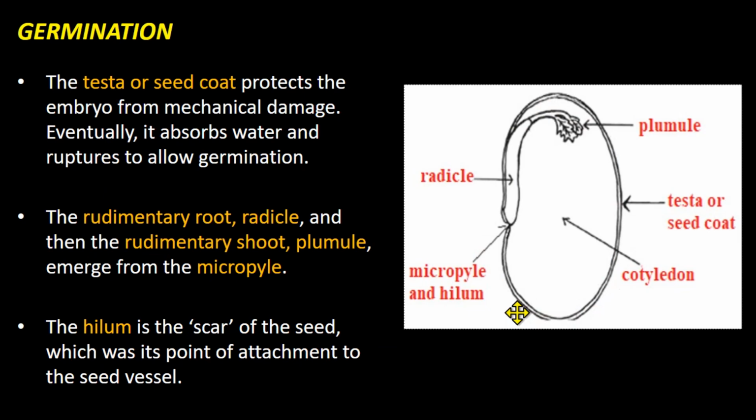Eventually, the seed coat is going to absorb water and is going to rupture or burst to allow germination to take place. Within the tester, the seed coat, you have a rudimentary root or radicle and a rudimentary shoot or plumule that will emerge from a small thin section here called the micropyle. Adjacent to the micropyle is the hilum. The hilum is the scar of the seed, which was the point of attachment to the seed vessel.